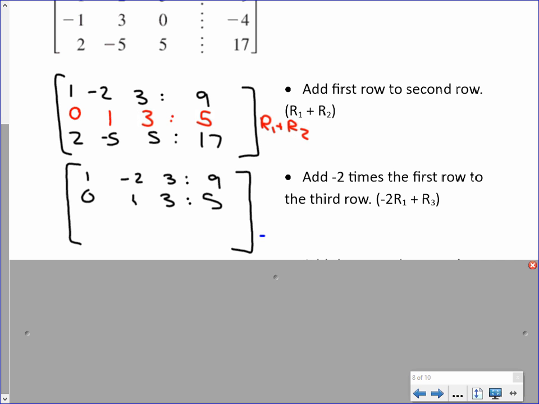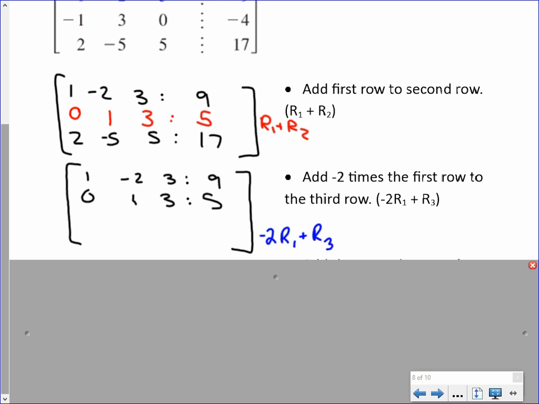But I'm going to do -2 times row 1 plus row 3. And I'd like to see you guys, when you do your own row echelon forms, use the same kind of notation with R1s, R2s, R3s, so that we can go back and check our work if we make a mistake. Okay, so I'm going back up to the previous matrix, the one where I had changed the second row. I'm going to take -2 times the first row and then add it with the third row.